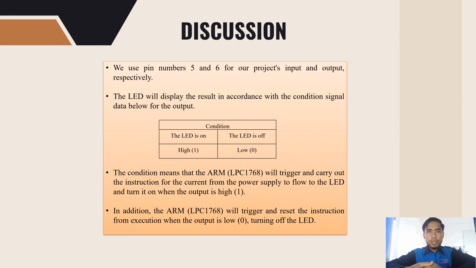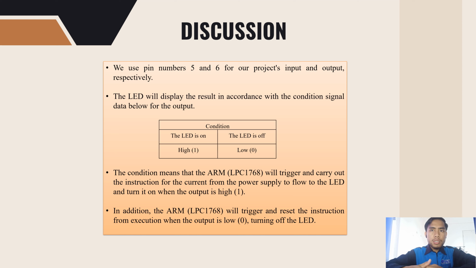Lastly, the discussion. We can analyze that we use pin number 5 for input and pin number 6 for the output. The LED will display the result according to the condition signal data below for the output. For the first condition, the LED is on when the output is high, 1, and the LED is off when the output is low, 0.